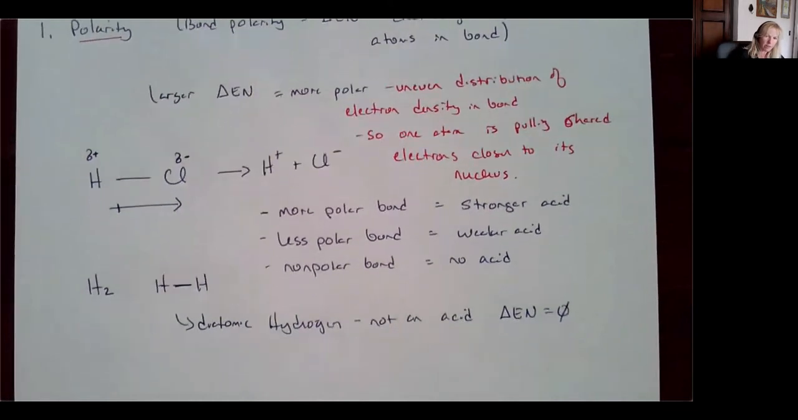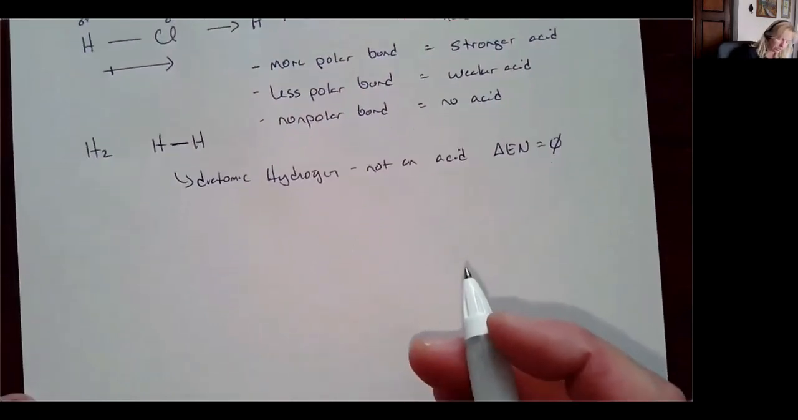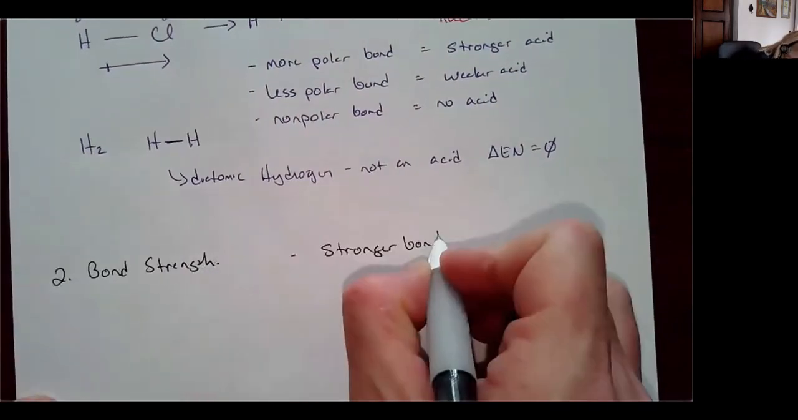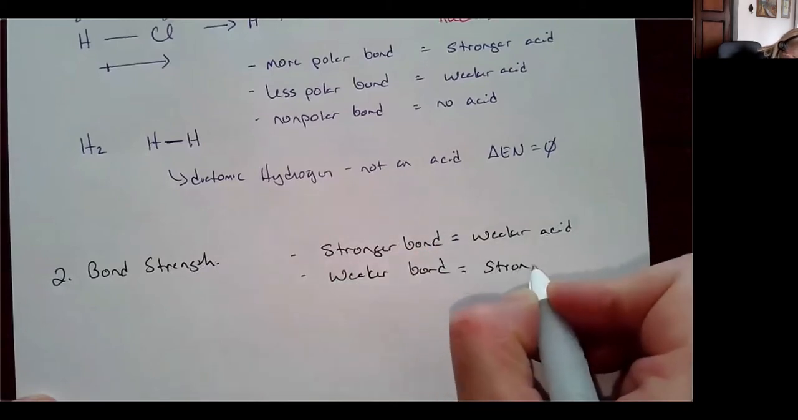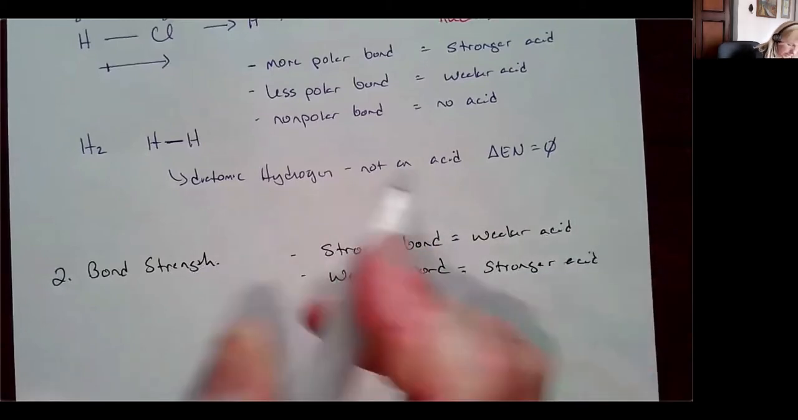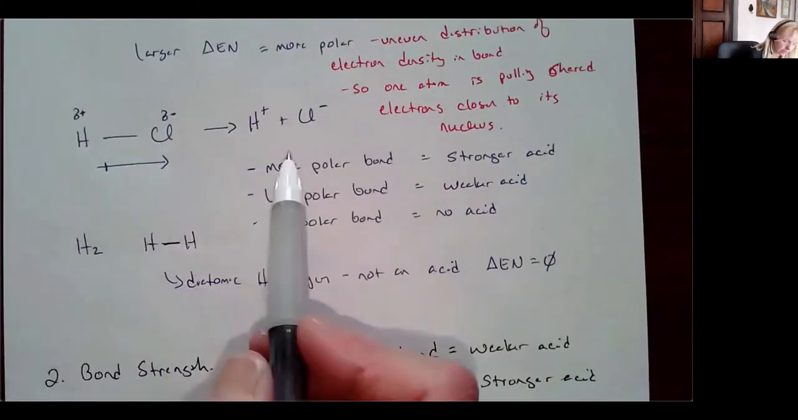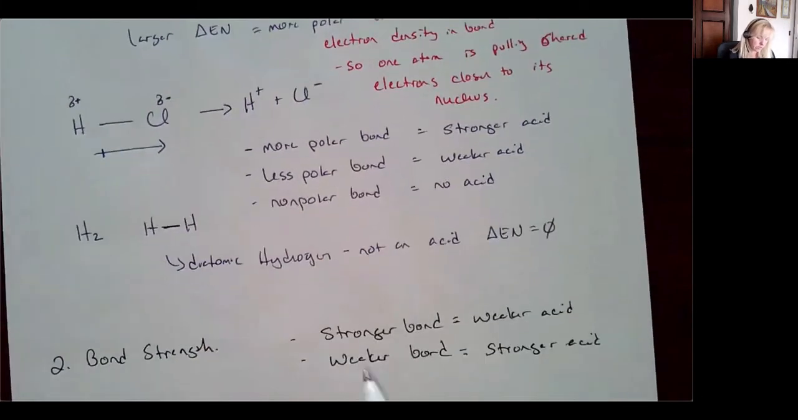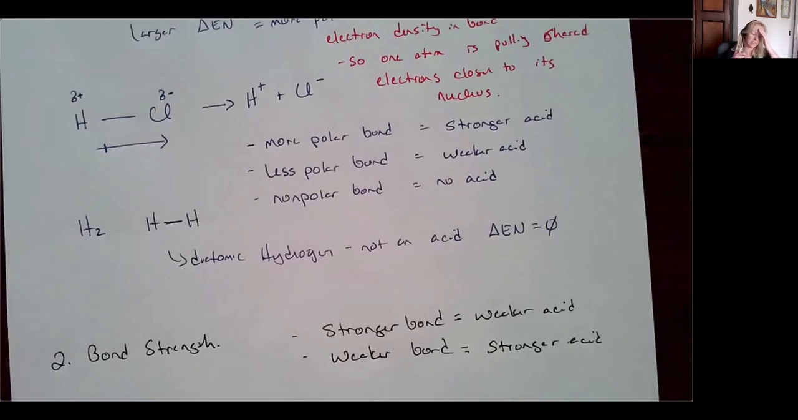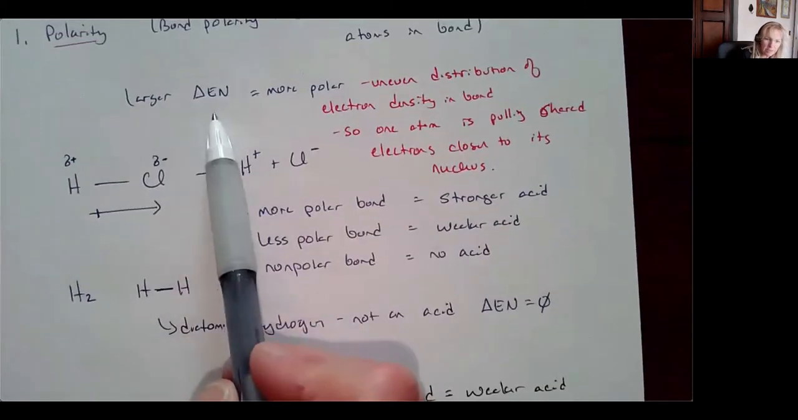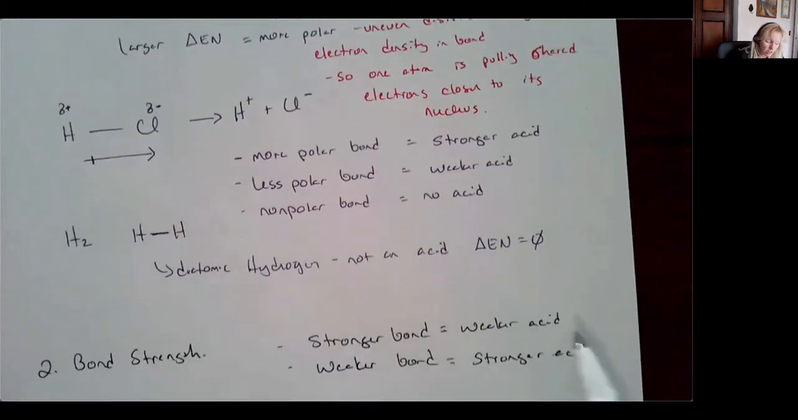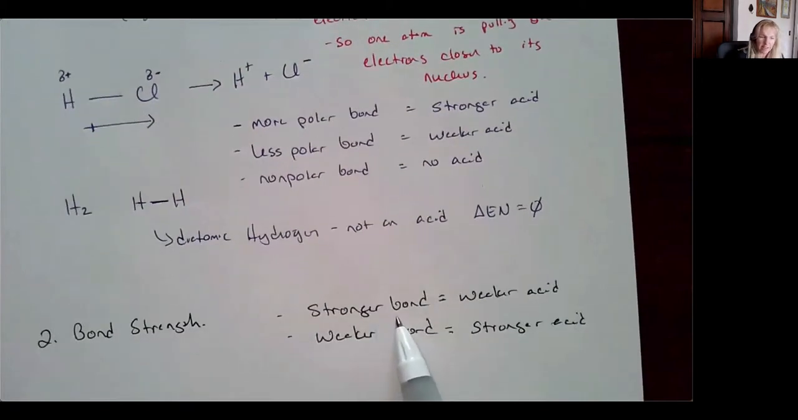Our second factor is bond strength. So the stronger the bond, the weaker the acid. The weaker the bond, the stronger the acid. Because you have to break this bond in order for this to dissociate. So the stronger the bond, the weaker your acid is going to be. So sometimes you can have a really high difference in electronegativity, but also have a very strong bond, and that's going to keep that from being a strong acid.